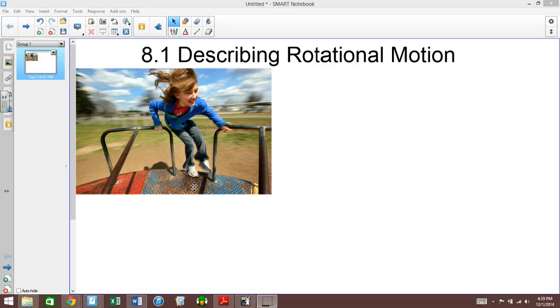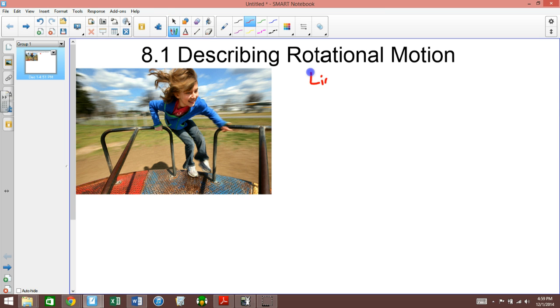8.1 is entitled Describing Rotational Motion. Now, rotational motion is very similar to linear motion, as opposed to rotational. I put this picture of this girl on a merry-go-round because many of us have been on merry-go-rounds, and you can describe how they're going around easily, like how many times does it turn around?